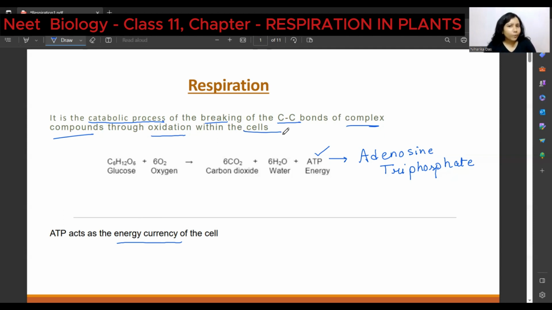The students, we require energy. Plants also require energy. But for getting the energy, respiration occurs, we know. And respiration occurs in presence of oxygen and absence of oxygen also. We have been studying it. Aerobic respiration occurs in presence of oxygen and anaerobic respiration occurs in absence of oxygen.